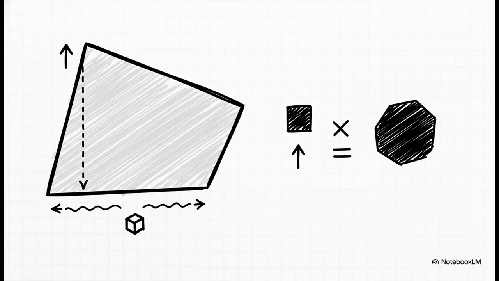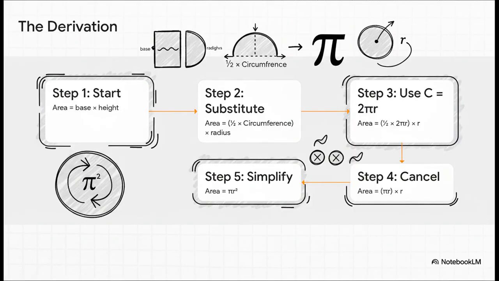And the great thing is, finding the area of a parallelogram is super easy. It's just its base multiplied by its height. So all we have to do now is substitute in the values we just figured out from our circle. Okay, let's walk through this. We start with base times height. Then we substitute in our circle parts. That's half the circumference for the base and the radius for the height.